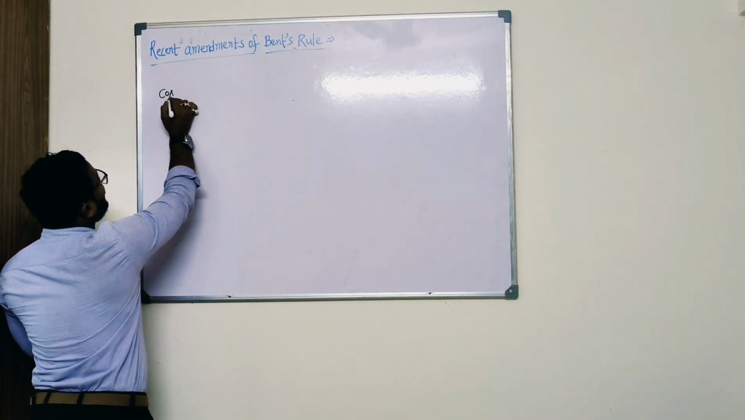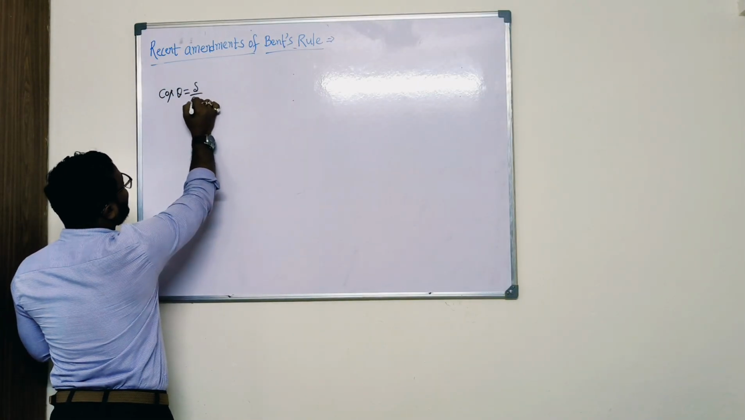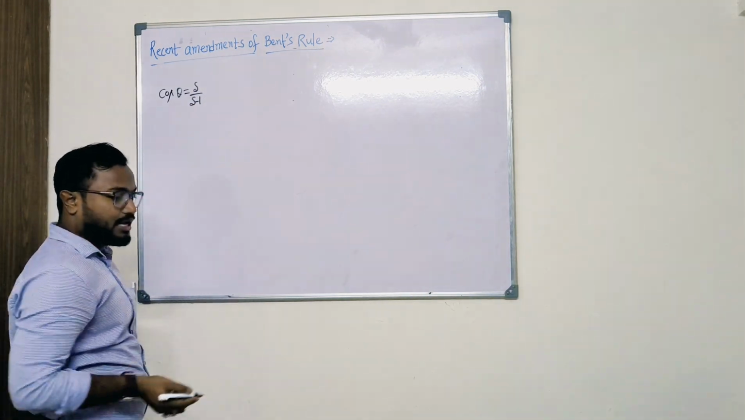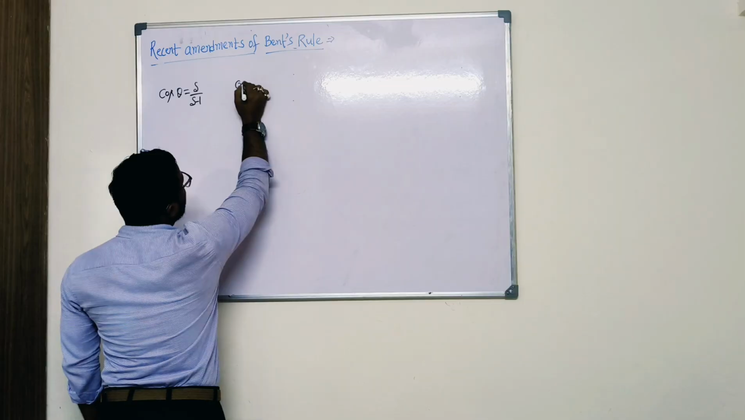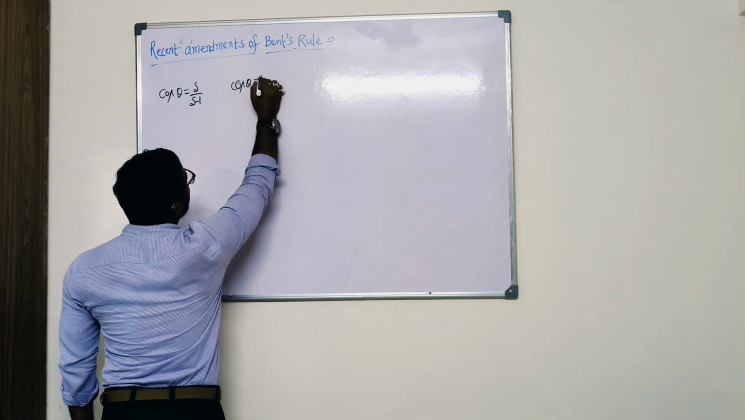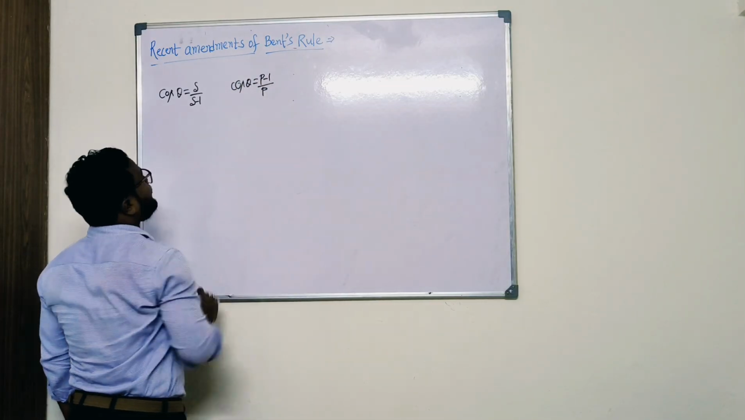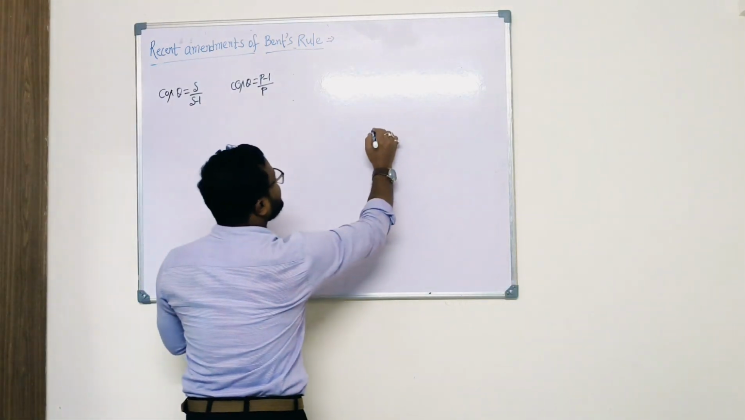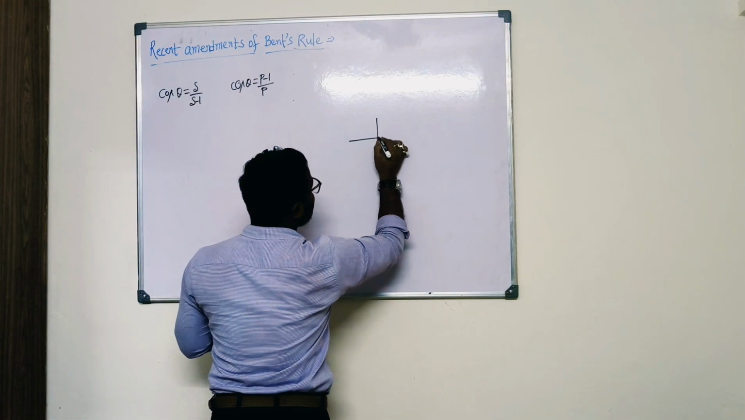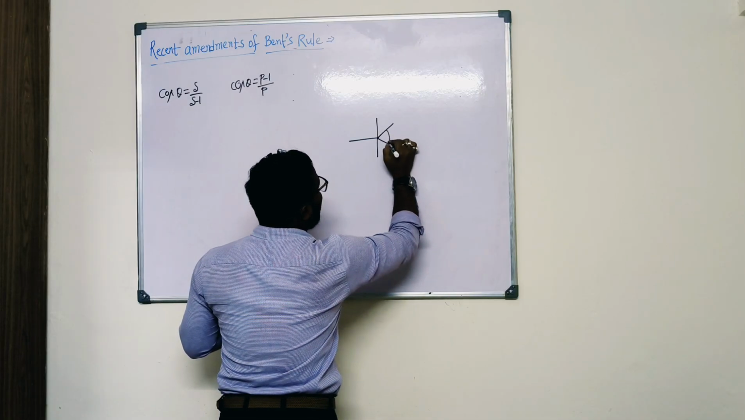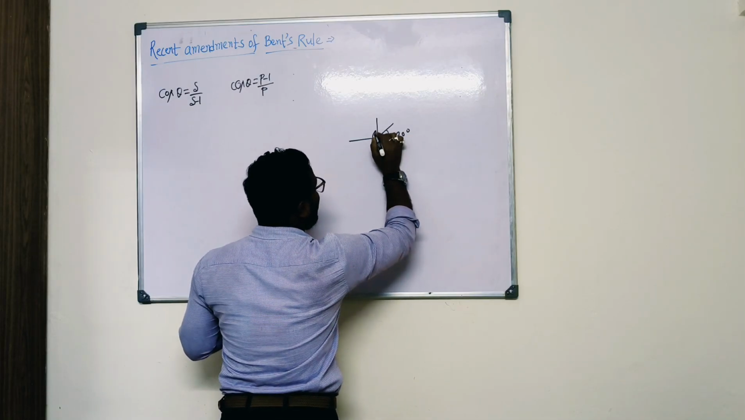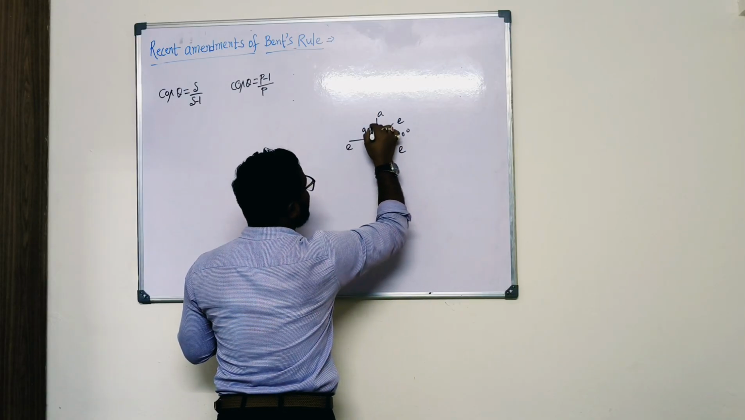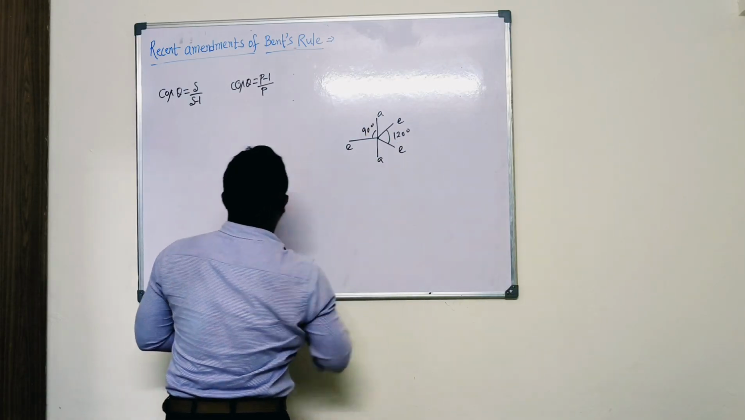We know that cos theta equals s by s minus 1, for s character. This is one rule, by which we decide percent s character. Another format is cos theta equals p minus 1 by p. If we take cos theta equals s by s minus 1, as we have seen in this format, these angles are 120 degrees, and for the axial position, the angle is 90 degrees. So we are going to take the value.